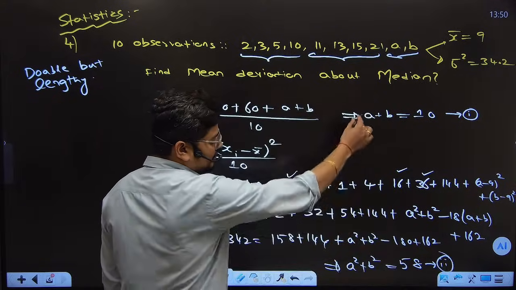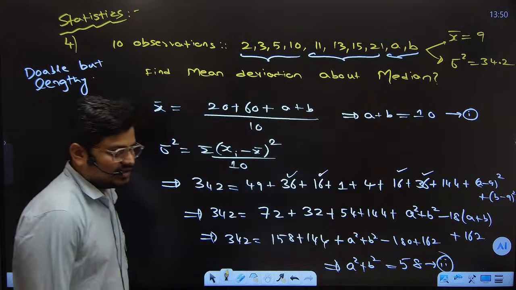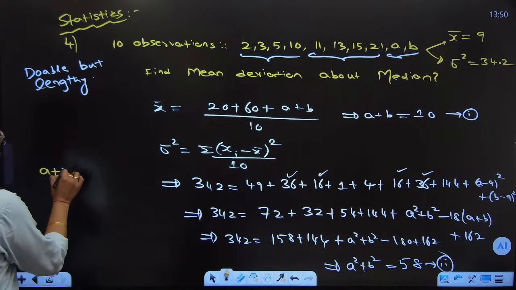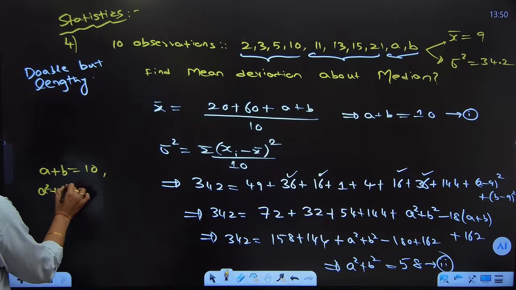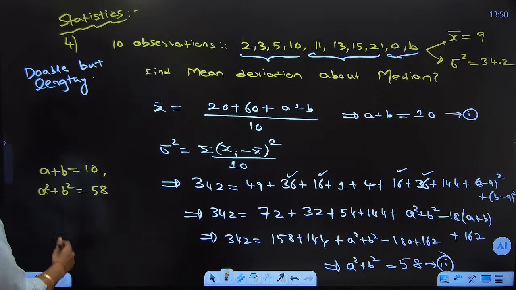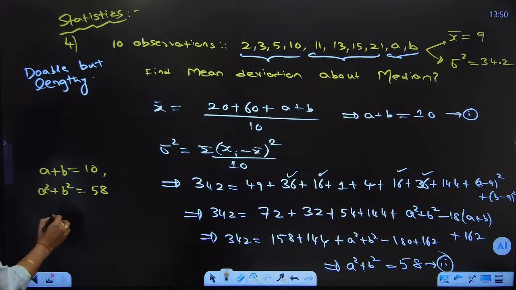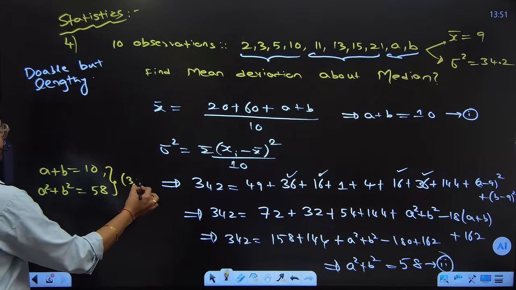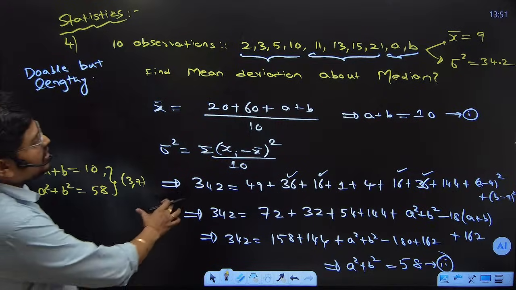So you're having two equations with two unknowns. Let me take the equations to this side. A plus B is 10, this is one equation, and A square plus B square is 58, this is another equation. Maybe you can replace B with 10 minus A and solve the quadratic. Or if you observe it, you can clearly see that one pair of solutions is definitely going to be 3, 7. So now you know the data also.